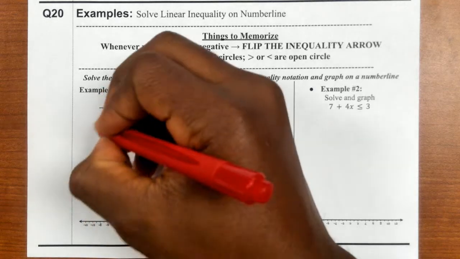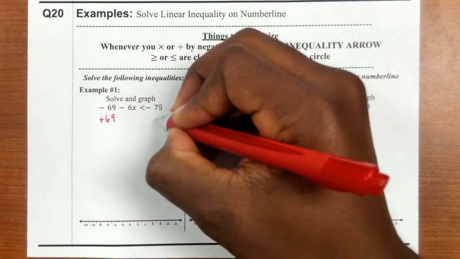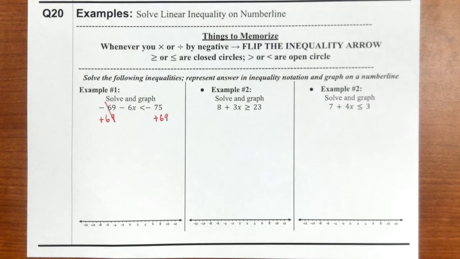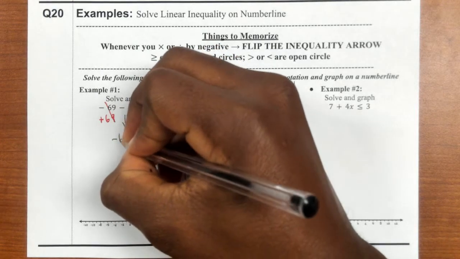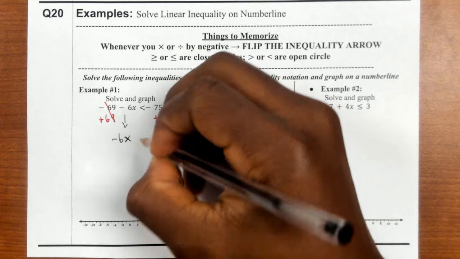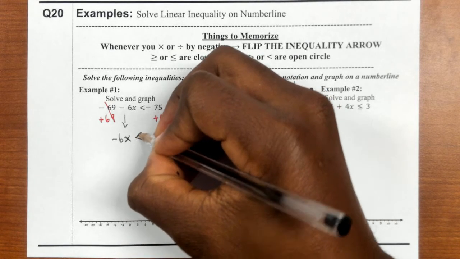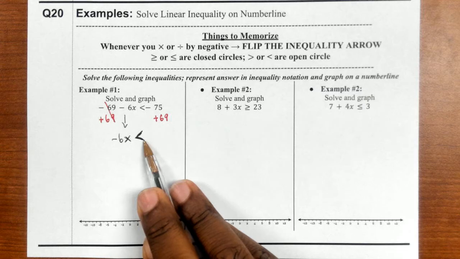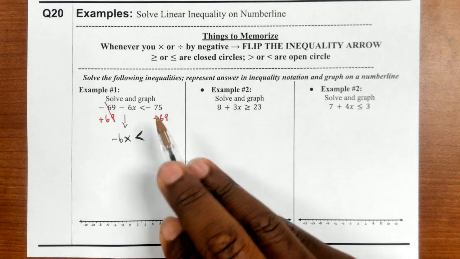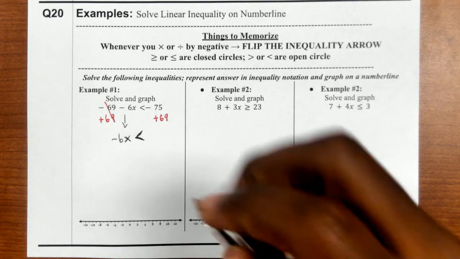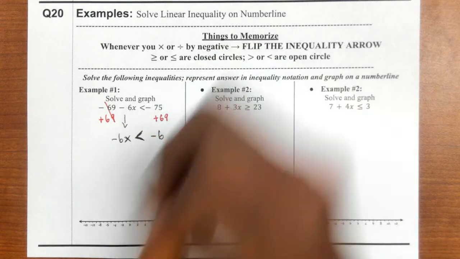To move it to the right side, I would need to add 69 to both sides of my equation. That would get canceled, and my negative 6x I would bring down. My less than sign that's right here, I would bring down also. I know it's a less than sign because it looks like the letter L. When it looks like an L, it's less than. When it does not look like an L, it's greater than. So now we're going to calculate. Negative 75 plus 69 will give me negative 6.